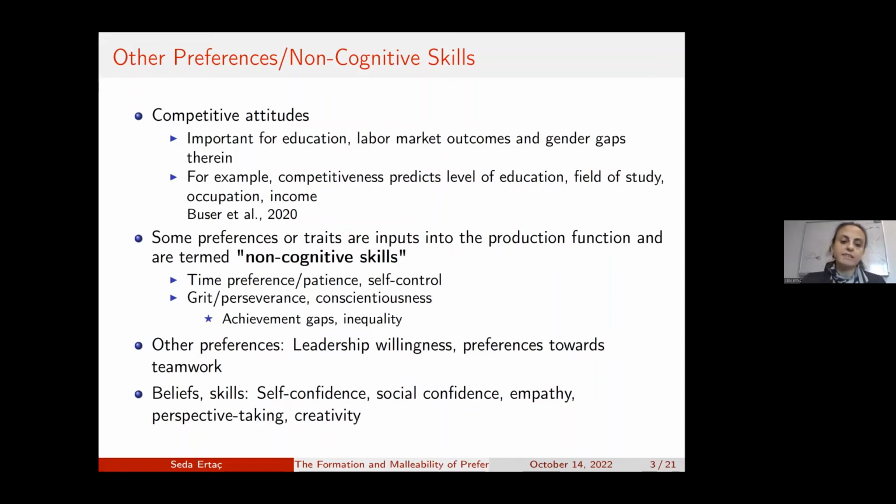And there are also yet other preferences that are recently being explored by myself and by others. Like leadership, willingness, preferences towards teamwork, cooperation, and on top of that, there are beliefs and skills such as self-confidence, social confidence, empathy, perspective taking, and creativity that economists are designing interventions on. Of course, these are not preferences in the strict sense of the term, but I just want to mention them as potential inputs into performance outcomes.